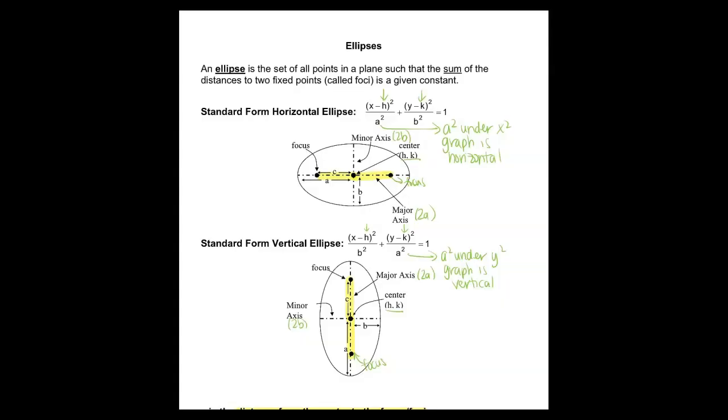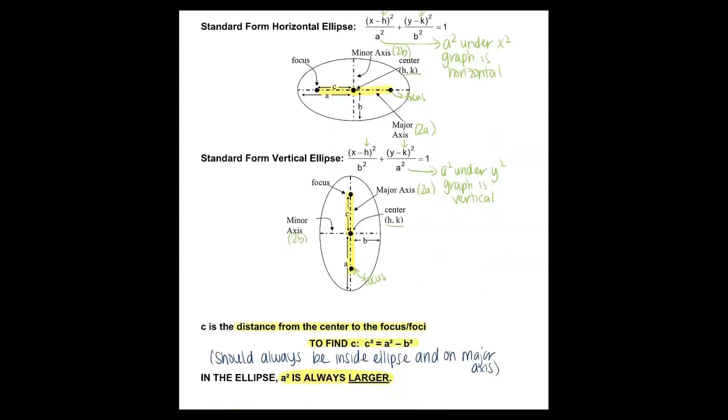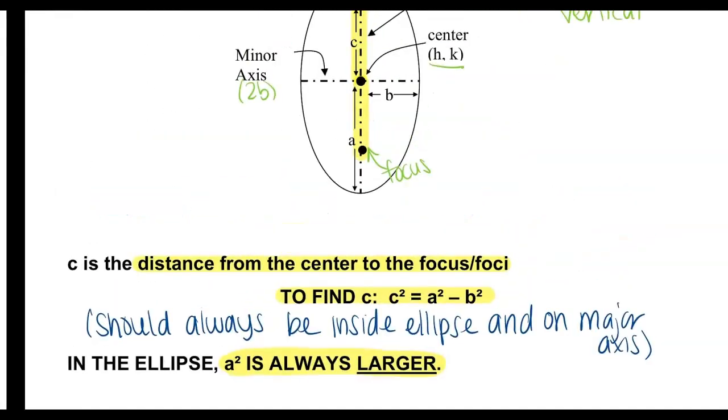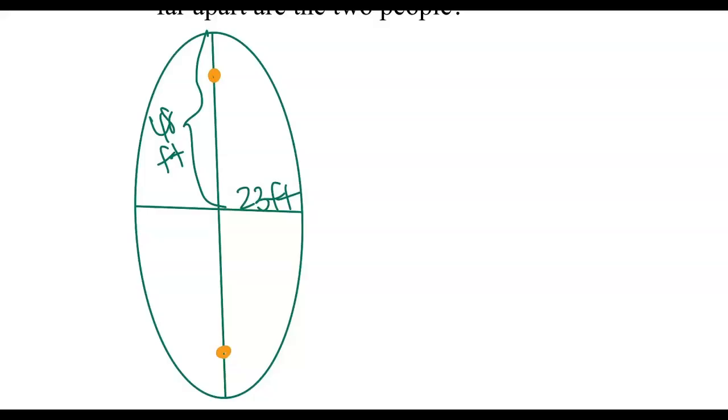If you look back at your notes, for ellipses. Remember down here at the bottom, I told you that C was the distance from the center to your foci or focus point. You're going to use this formula. It's not difficult, guys. That's why I had you guys try this one on your own. That's all I want you to do. So for this question, we're going to do C squared equals A squared minus B squared. I want you guys now, pause the video and find that distance for C. This distance here is going to be C.